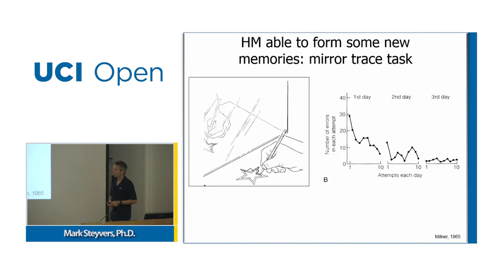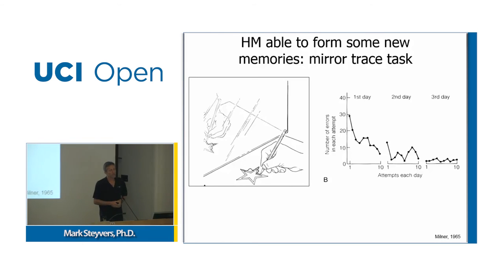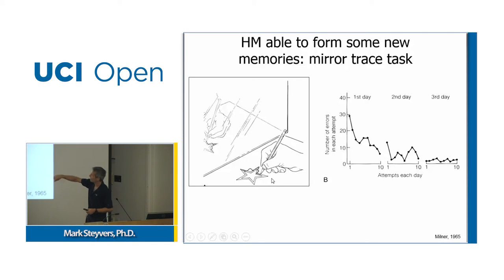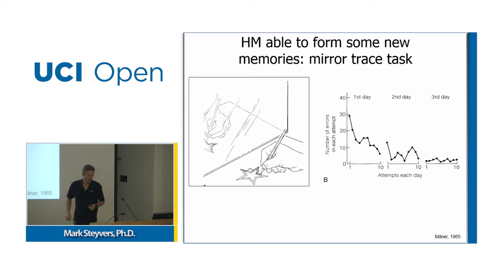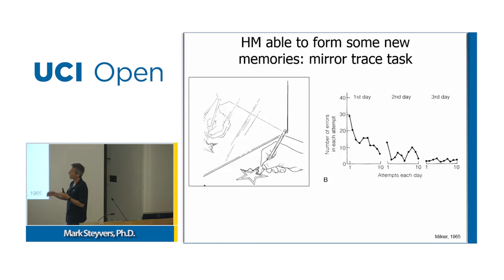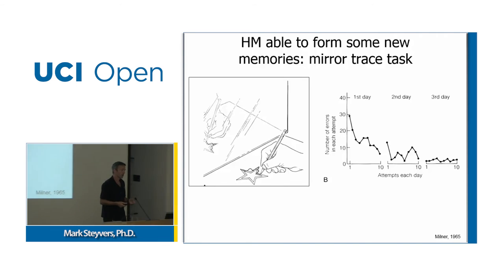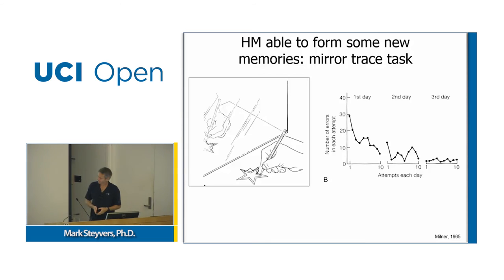Now, he was able to learn new skills. One of these skills is called reverse mirror tracing. This is a task where you are tracing the contour of a shape, like this diamond here, and you have to stay within these lines. But you can't see your hand directly. You have to look in a mirror to do this. It can be extremely confusing because you have to learn this whole new mapping between perception and motor. Your perception motor mapping has to be retrained. But you can do this. Normal people can do this, and they get better over time.